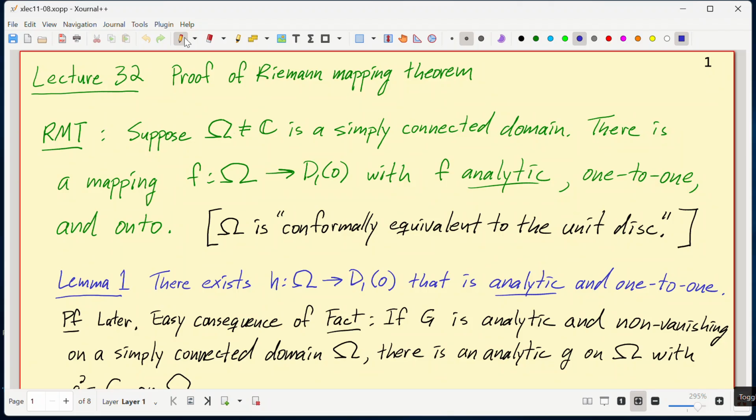the famous theorem is there exists an analytic mapping from omega to the unit disk that's one-to-one and onto. And so we know that such a map, its inverse would also be analytic. And we know that such maps are conformal. So any simply connected domain not equal to the whole complex plane is conformally equivalent to the unit disk.